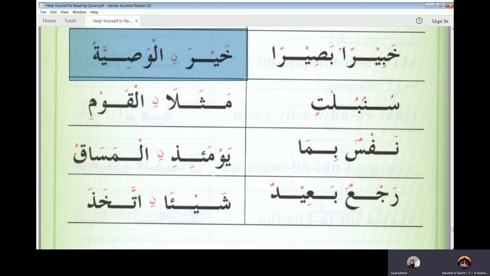Khairan, khairan. Khairanil wasiyatu. Khairanil wasiyatu. Again. Khairanil wasiyatu. Good.